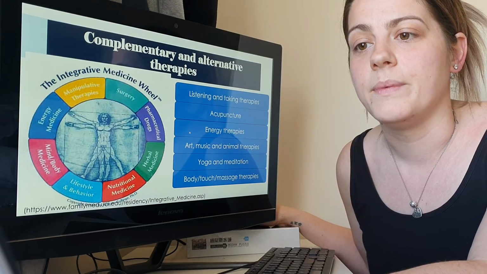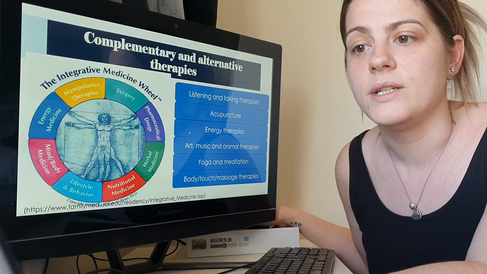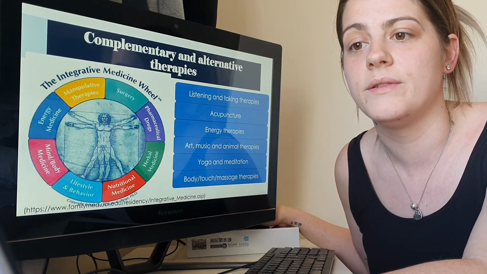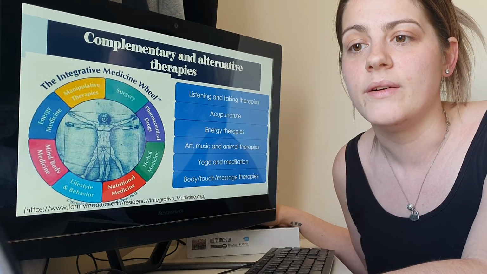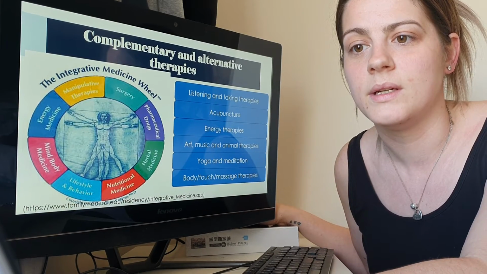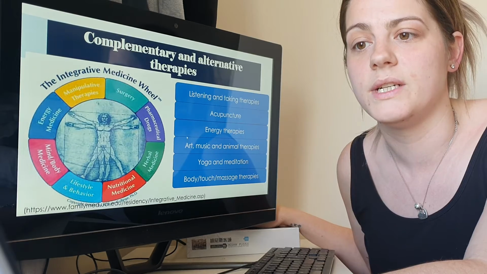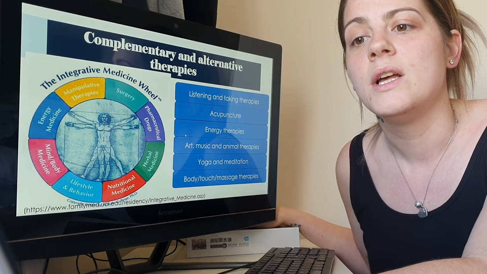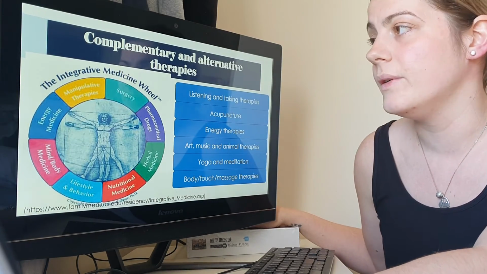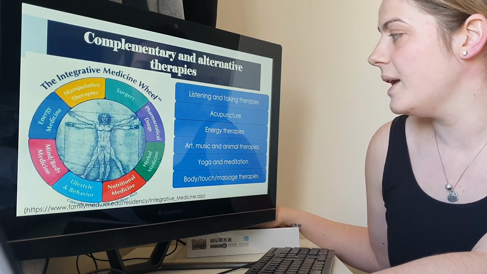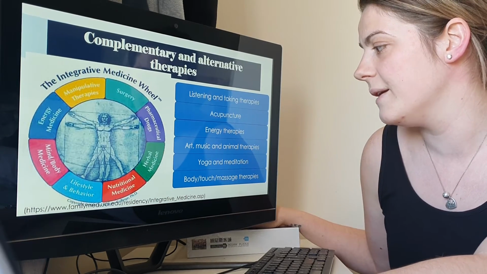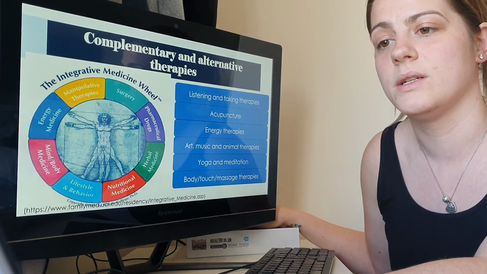CAM therapies are used alongside traditional medical treatments, and alternative therapies are being used instead of traditional medicine. There are traditional, biomedical, and CAM approaches. Some complementary therapies and treatments include listening and talking therapies, acupuncture, energy therapies, art, music, and animal therapies, yoga and meditation, body, touch, and massage therapy.